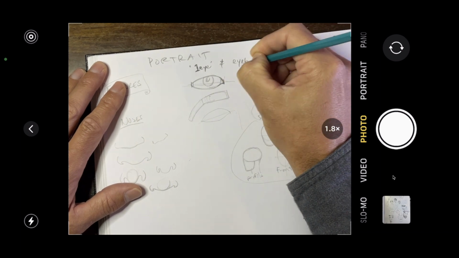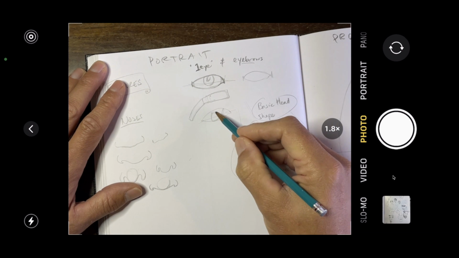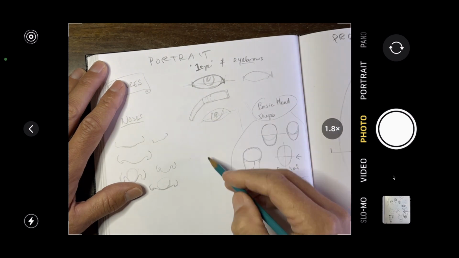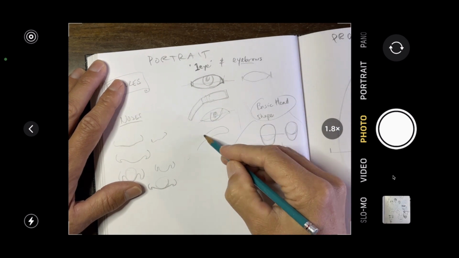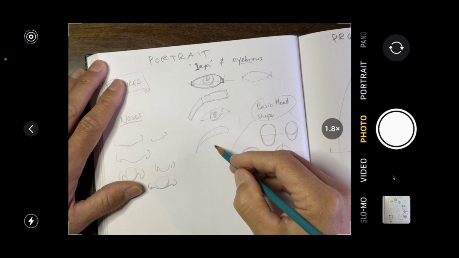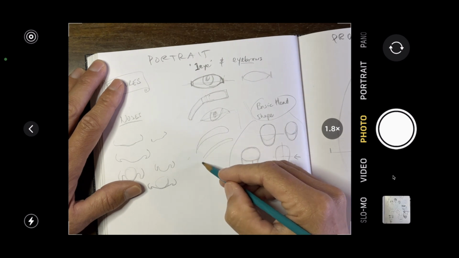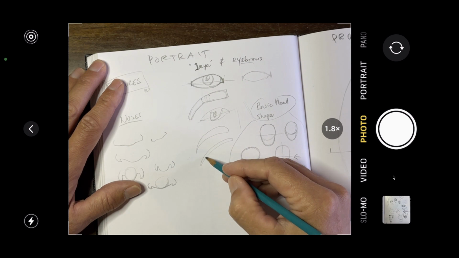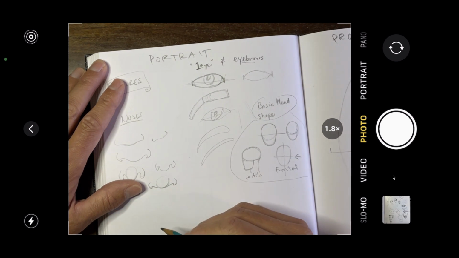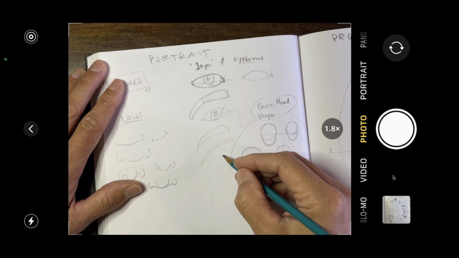eyebrows, right? So you've got an eye. Now I'm just going to do some eyebrows only. Sometimes they're more rounded. Sometimes they're more sculpted. This is like how people paint them on sometimes, real thin. All right, this is just the basic shape.